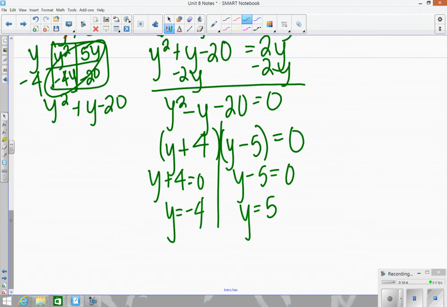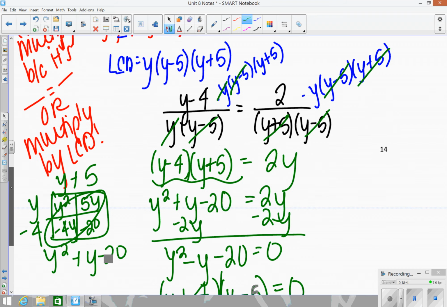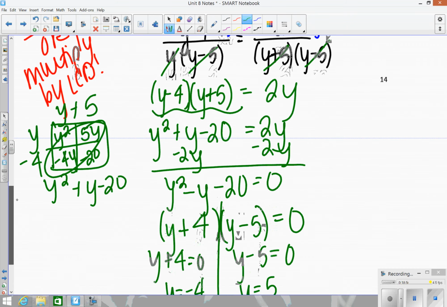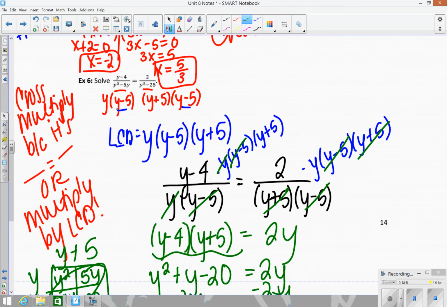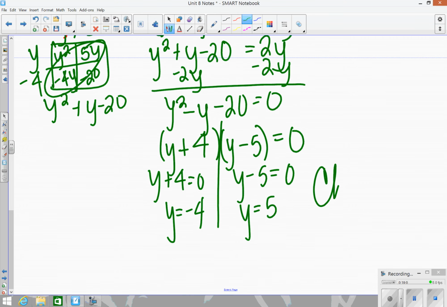So then what we need to do is we need to check these. So if you go back to the original, so we have 5 and negative 4. So if I plug in 5, like let's say I just plug in 5 here, I'm going to get 0. So I know that 5 doesn't check, but negative 4 would. So you're going to check.